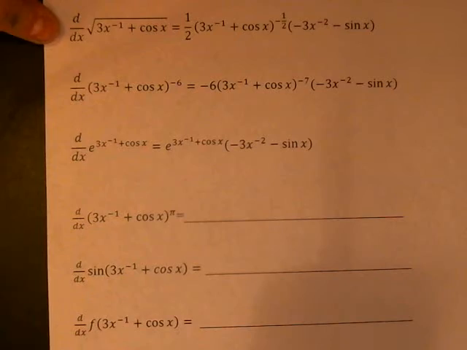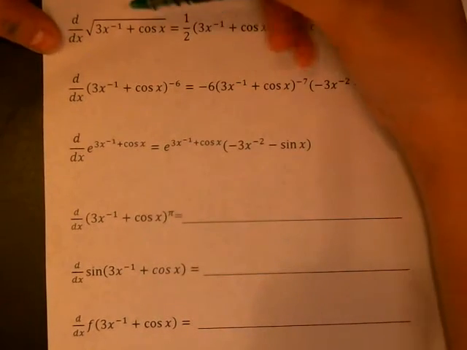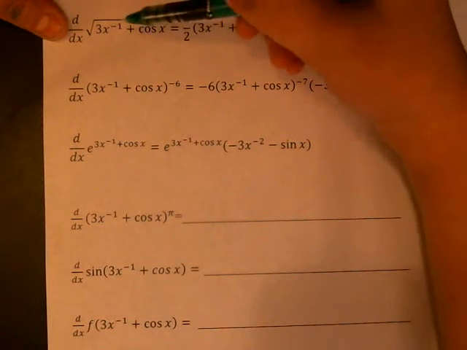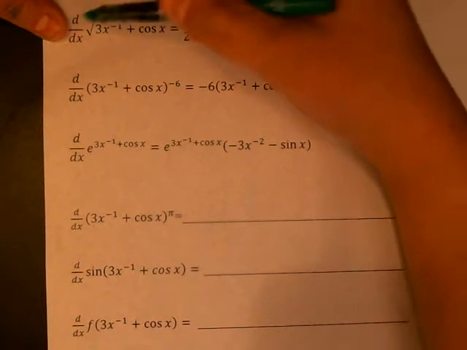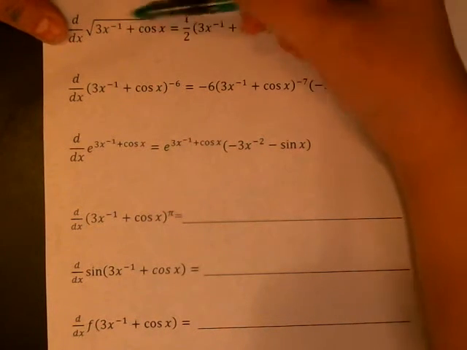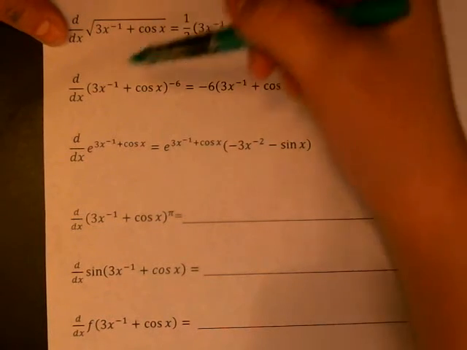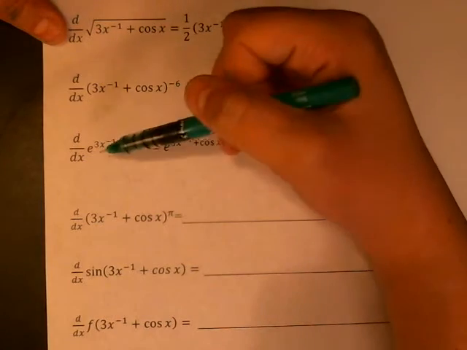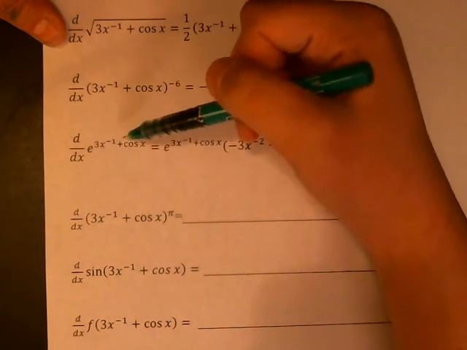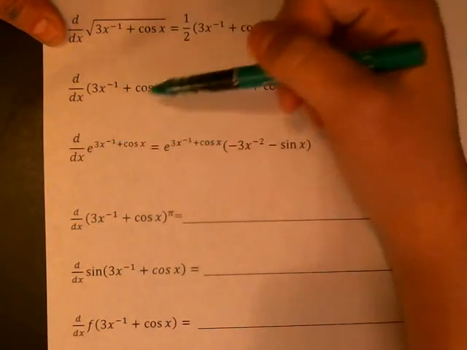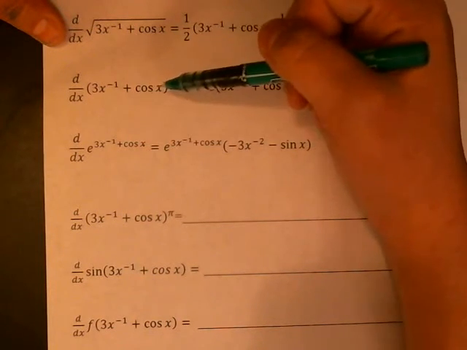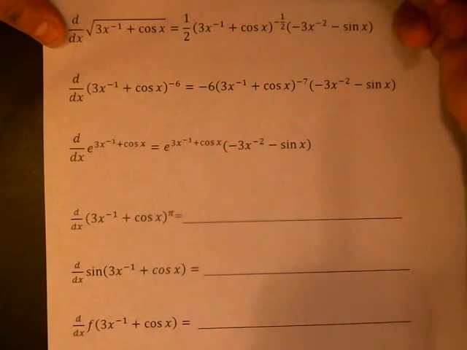Okay, so this one I changed it up a little bit. What's the same every time is the 3x to the negative 1 plus cosine x. So first I have the square root of that. The big operation here is the square root. If I plugged in numbers, the last thing I do is square root. Here the big operation is negative 6th power, and here the big operation is e to a power, e to the stuff. And the stuff stays the same throughout, so actually it's the inner function that's always the same, and the outer function is changing.